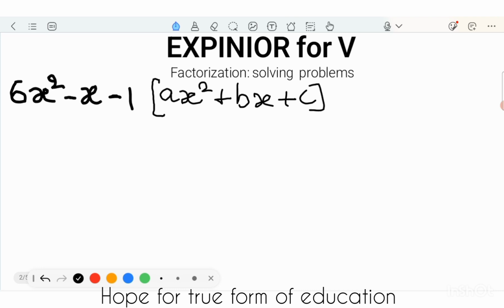Now we have to compare the general formula with the given equation. Then we'll understand that here a is equal to 6 and b is equal to minus 1. We don't have anything, that means it's 1. And c is equal to minus 1 again.